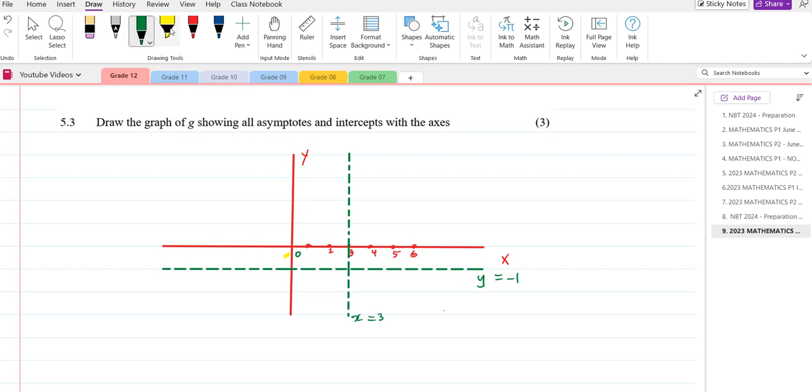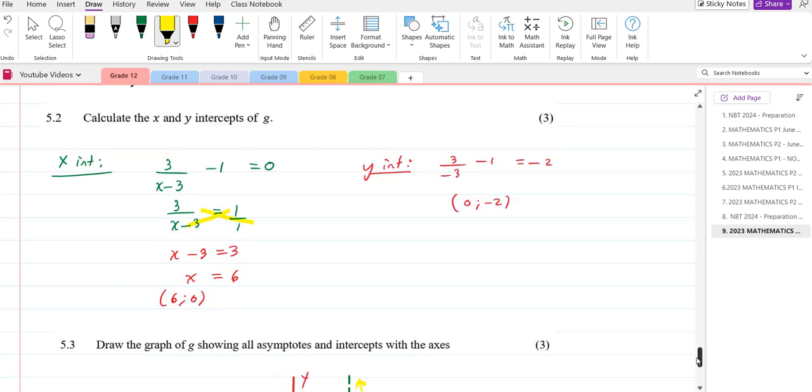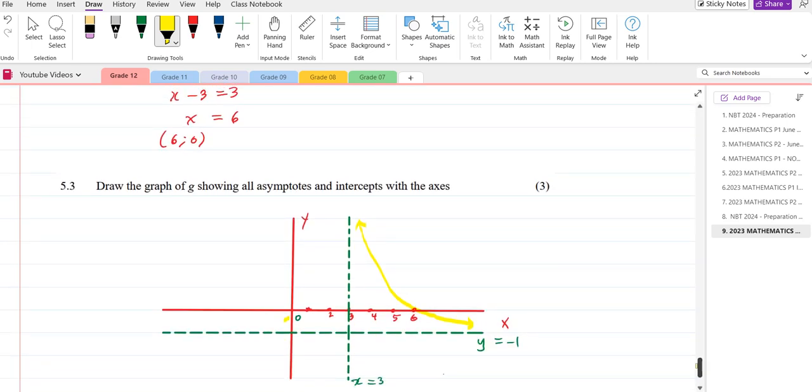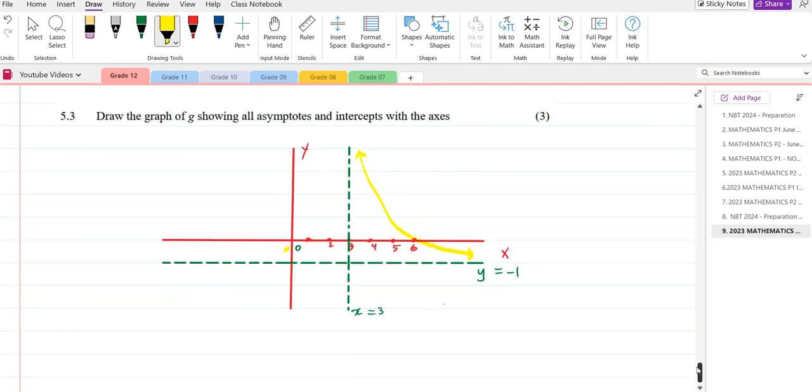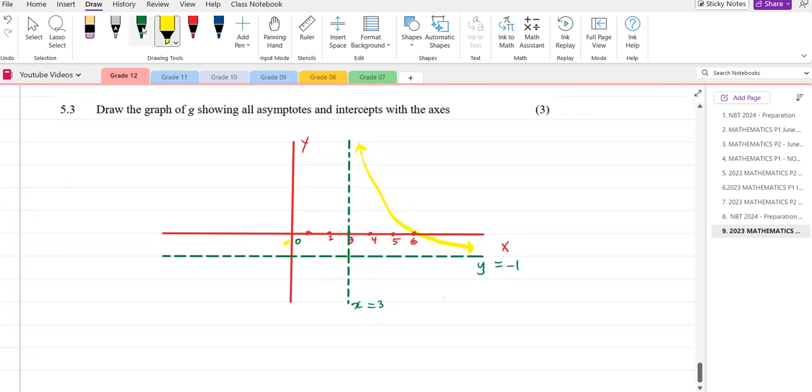So in the first quadrant, my graph is like this, going through 6. Right, so that's my graph in the first quadrant. Well, I don't have a y-intercept in the first quadrant, right? Remember (6, 0) was your x-intercept. And in the third quadrant, my y-intercept is negative 2. So negative 2 here. And the graph is going obviously close to there and close to this asymptote. Right, so you got your graph of g.